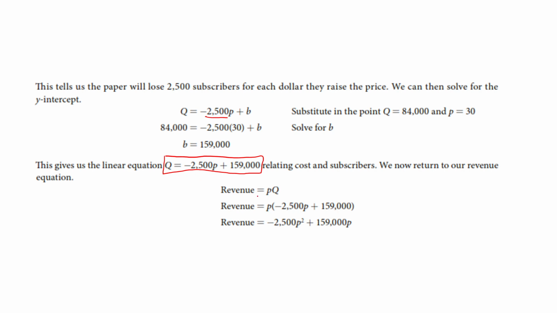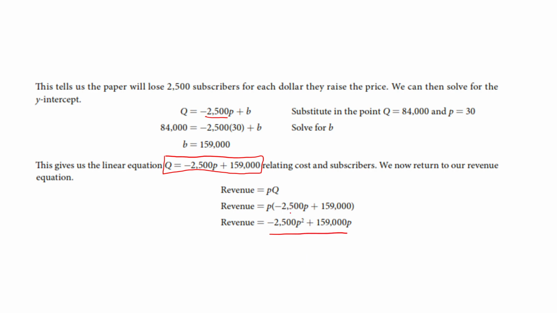Okay, well, we have subscribers. It's this formula. So I'm going to take the price and multiply it by how many subscribers we have. That's how much money we're making. Okay, well, we crunch that out. Look what we've got again. We have a quadratic equation.